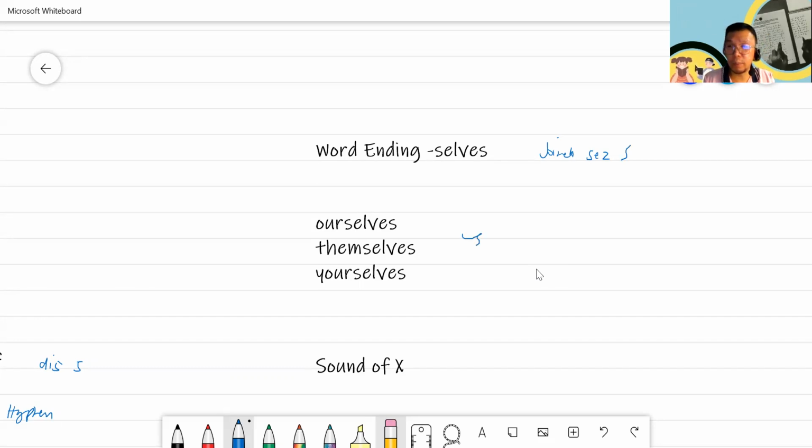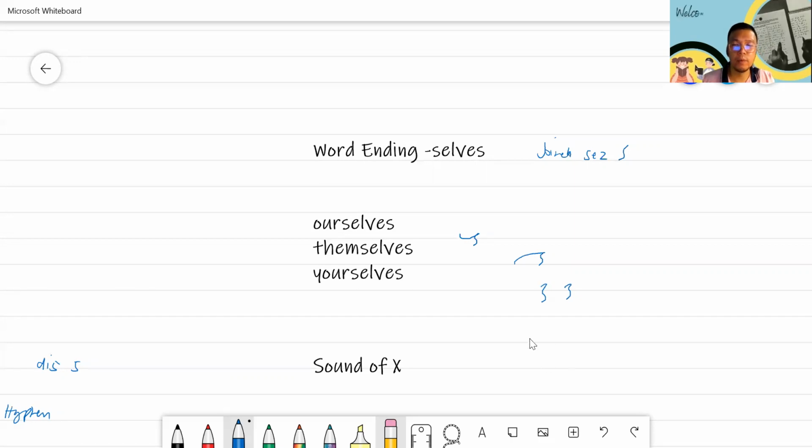So we're talking about here the plural form of the personal pronouns. All right, themselves, we have the them and then selves, or the ses symbol. Yourself is simply like this, your, and then just like that. Your and then the ses blend for yourselves. All right, let's move on.